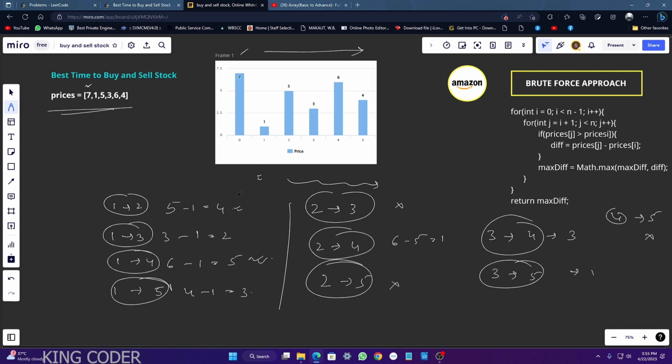So the best time to buy and sell stock is this one. If we buy on day 1 and sell on day 4, we will get a maximum profit of 5, so we need to return 5, the maximum profit. So let's see the brute force approach, how we can solve this problem.